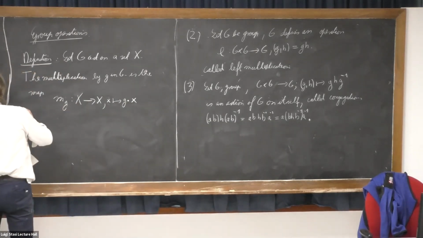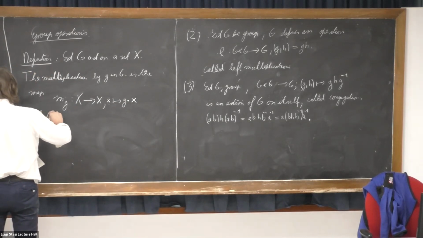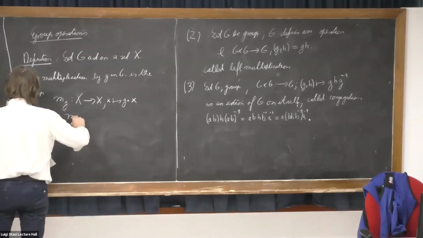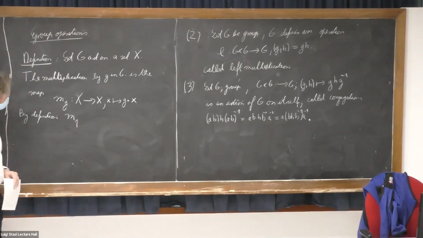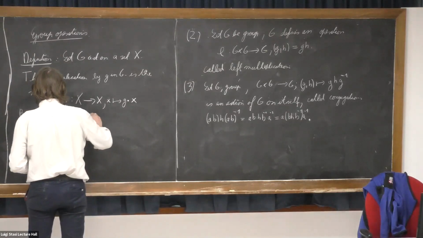So clearly, by definition, m_1, the neutral element, sends every element to itself. This is equal to the identity on X.